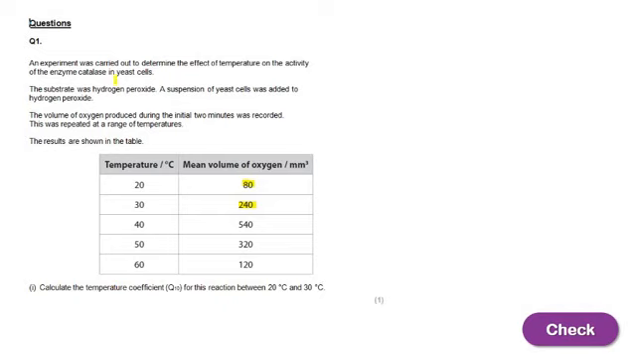Now we're looking at yeast cells particularly. The substrate again is hydrogen peroxide. A suspension of yeast cells was added to hydrogen peroxide. This is because just like we use potato, yeast cells will contain catalase, which is the enzyme needed to hydrolyze hydrogen peroxide into water and oxygen. The volume of oxygen produced during the initial 2 minutes was recorded, and this was repeated at a range of temperatures. That's what you use to calculate your Q10.